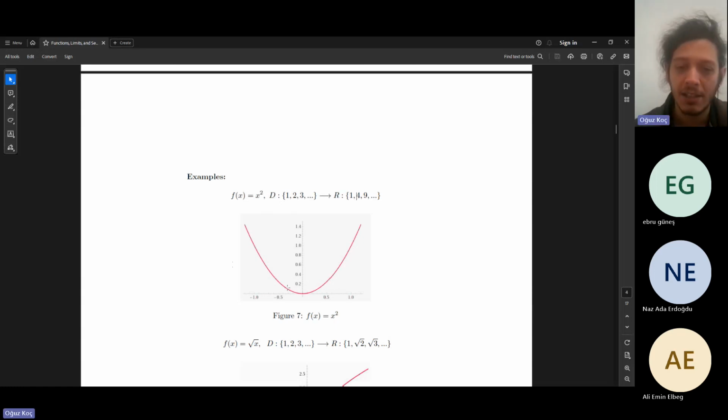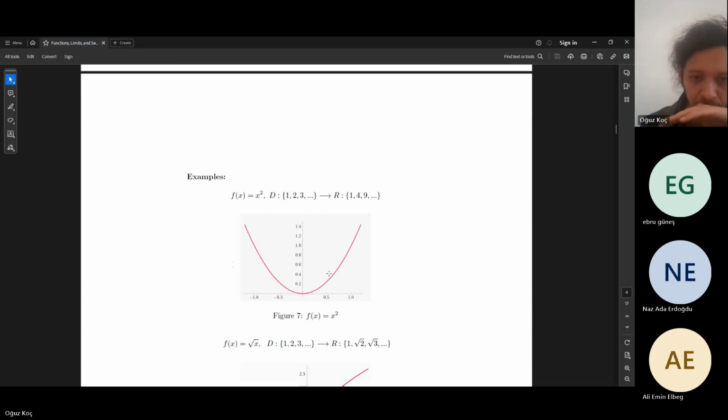How can I say? They are not matched because it's continuous. These are discrete. Therefore, this is not exactly the appropriate illustration for this. But you can think of it as, the domain is the real numbers, and the range set is the positive real numbers.